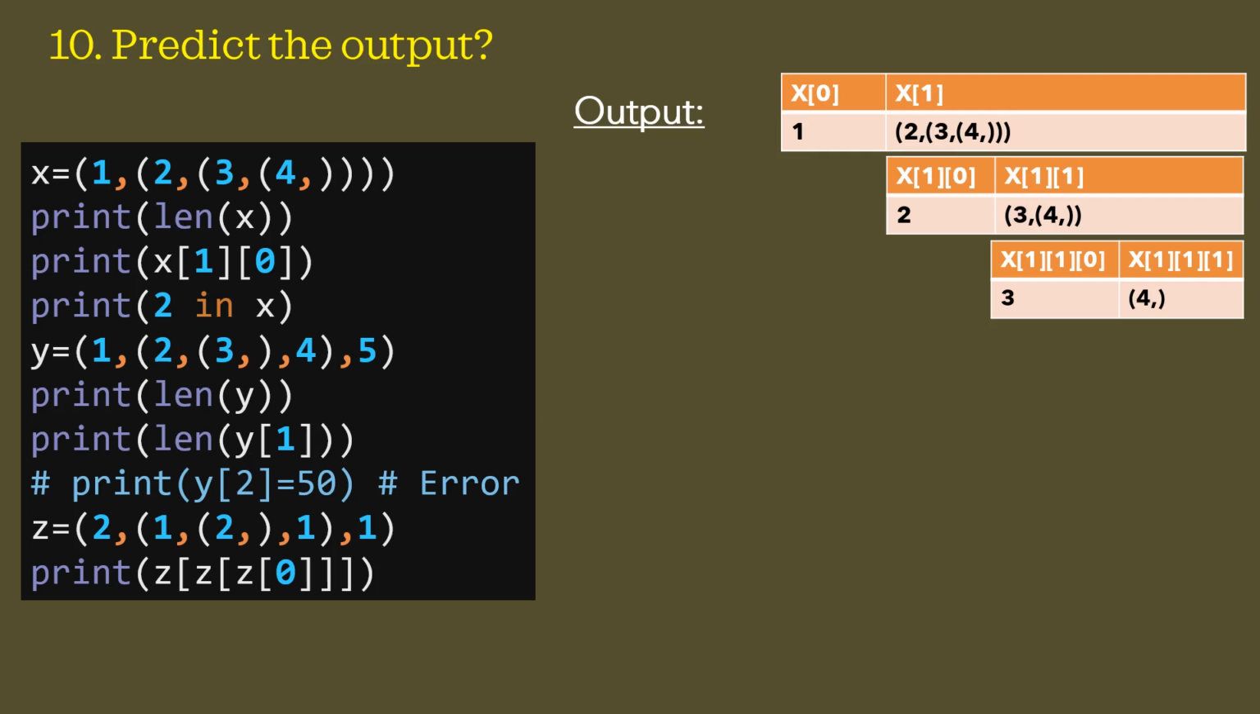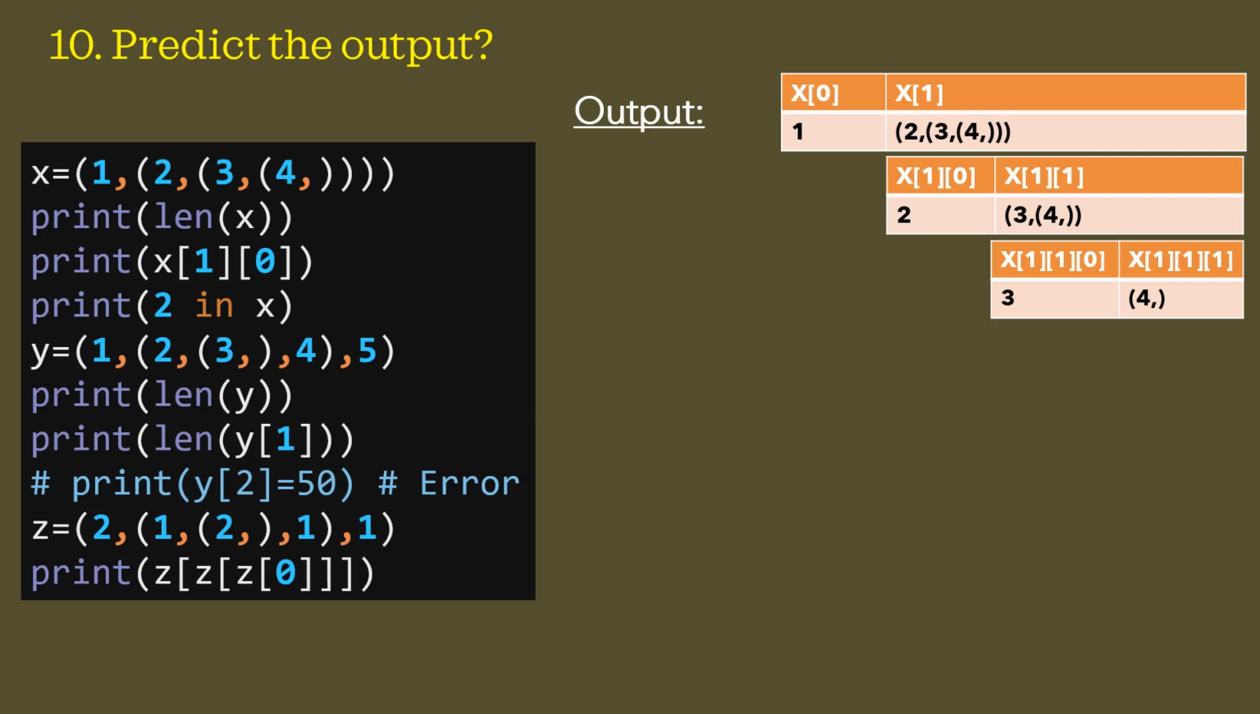Now x of 1 0, if you just break it, is having the element 2, and x of 1 1 is again another tuple, having the values 3 and 4. Again x of 1 1 0 is having the value 3 and x of 1 1 1 is a tuple having a single value 4. So this is the indexing structure of this tuple.